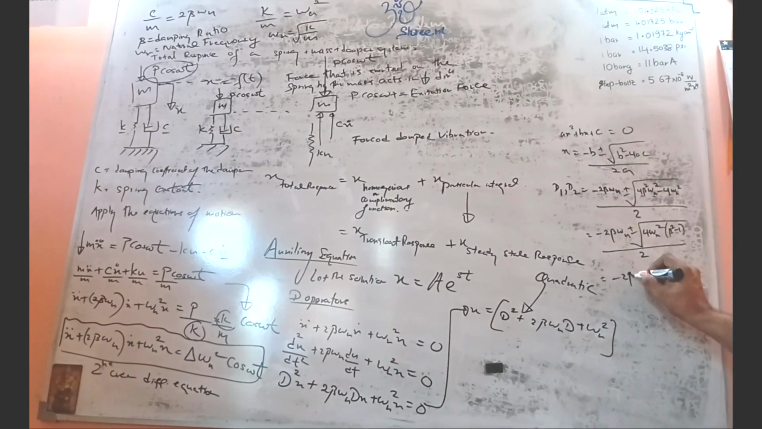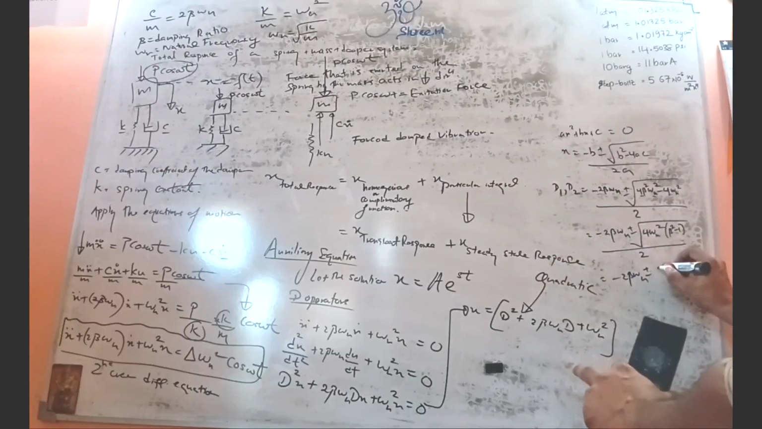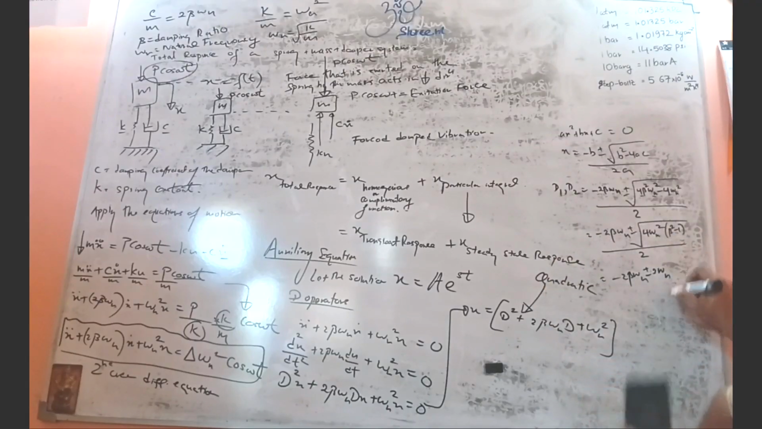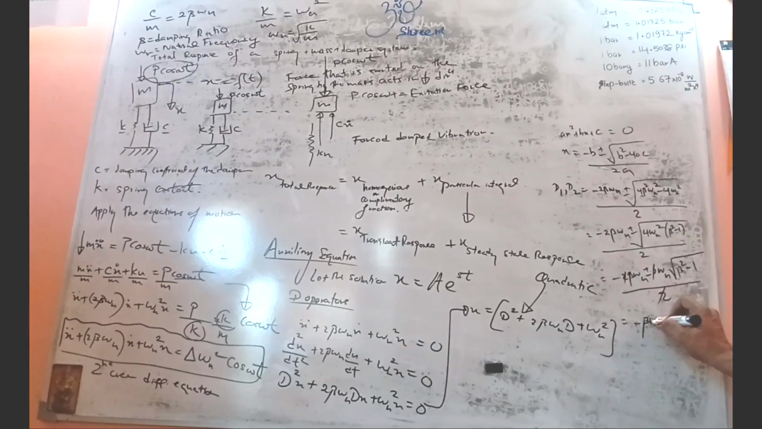So minus 2 beta omega n plus or minus, because there are two possibilities for the solution, the square root of 4 omega n squared will be 2 omega n. Inside the square root we will obtain beta squared minus 1, divided by 2. So the 2s cancel, and it will be minus beta omega n plus or minus omega n times the square root of beta squared minus 1.